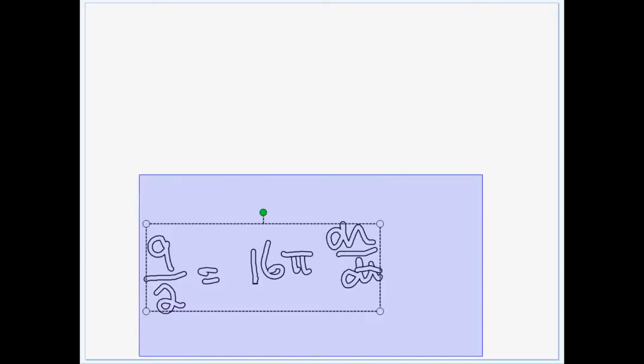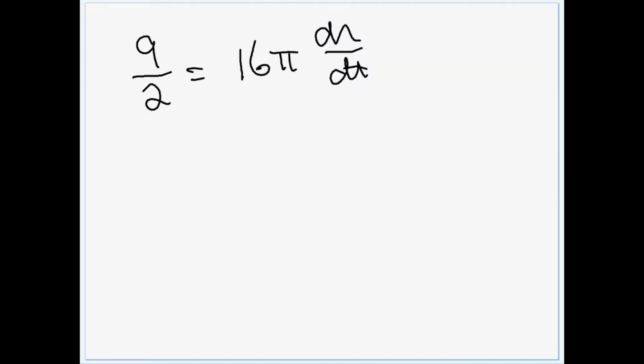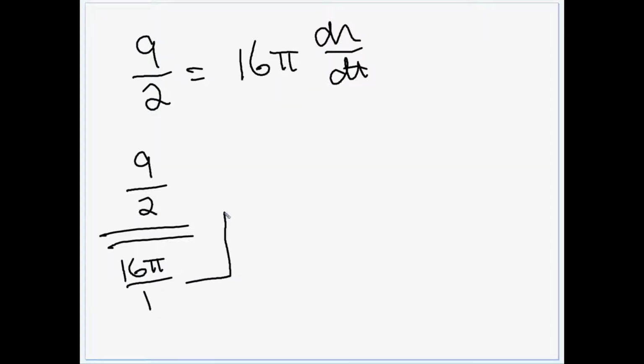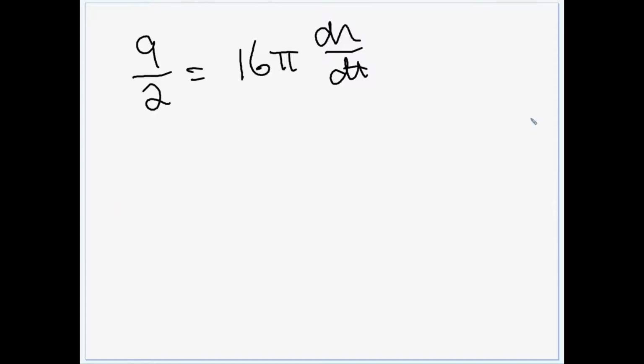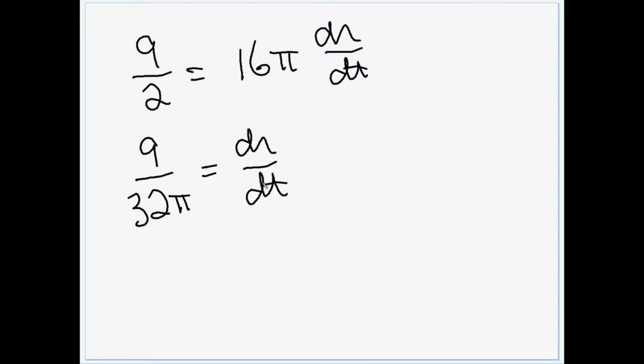So we're going to divide both sides by 16 pi. This might be weird. There's already a fraction over there, but we're going to have 9/2, and then we're going to divide that by 16 pi over 1. So that's just going to come up and flip. It's going to be 1 over 16 pi. Make note that pi is distinctly in the denominator. If we multiply straight across, we're going to have 9 over 32 pi. 9 over 32 pi is equal to dr/dt.